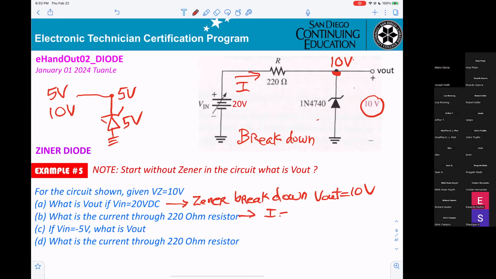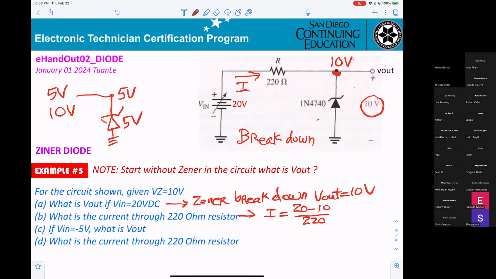It will be the difference voltage, 20 and 10, divide by 220. So 45.5, whatever milliamps you get. Okay, so that makes it clear for you guys, right?